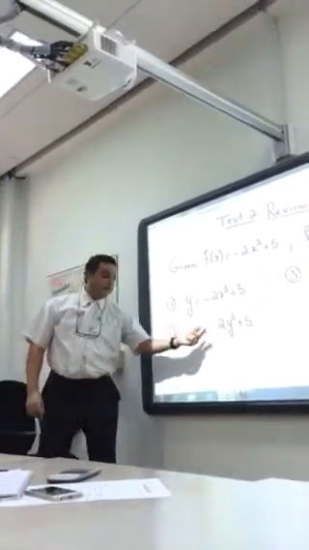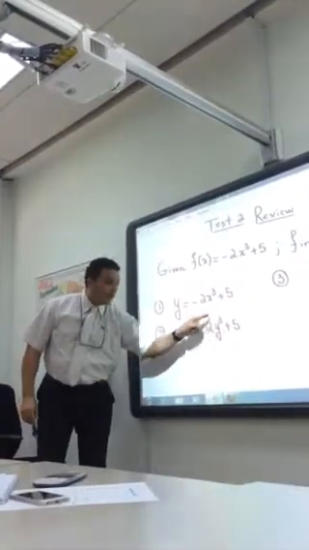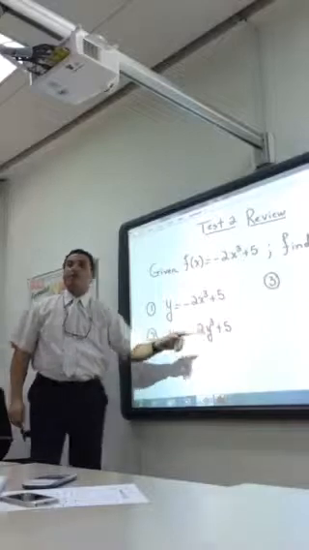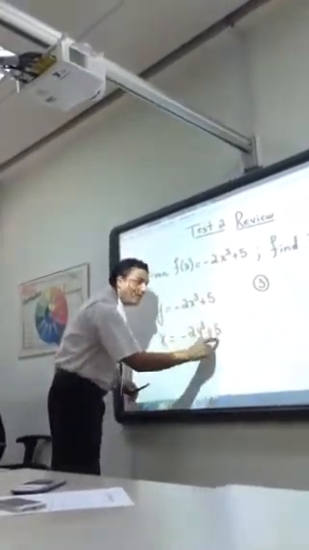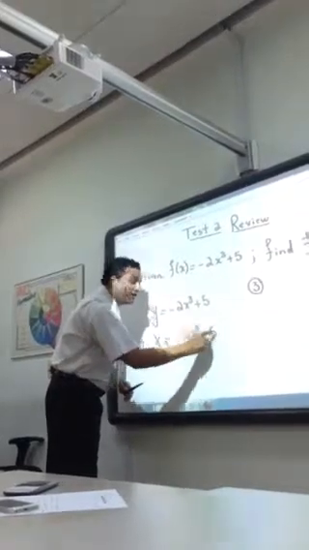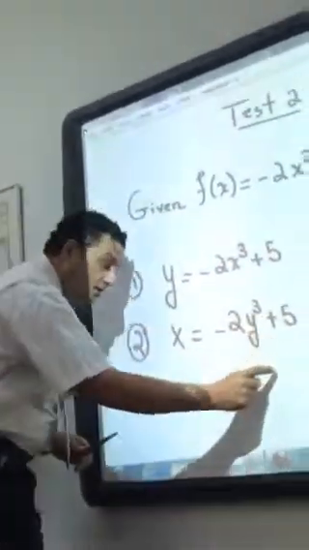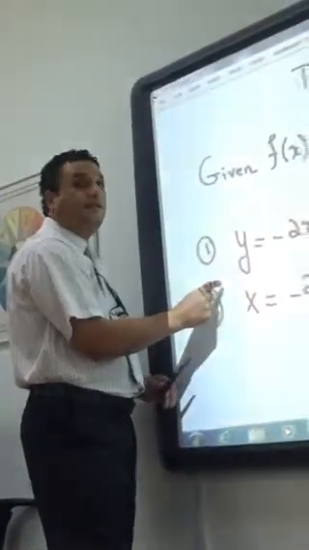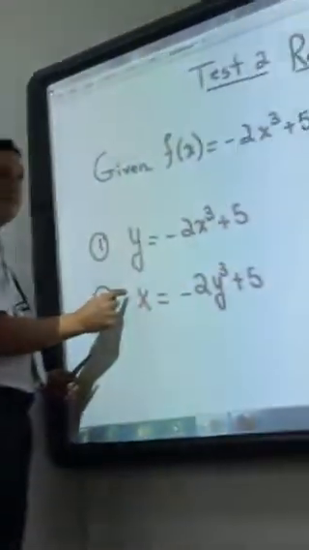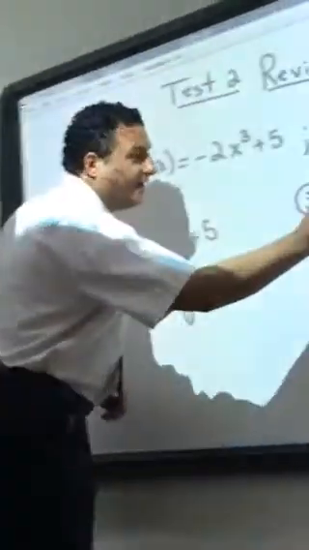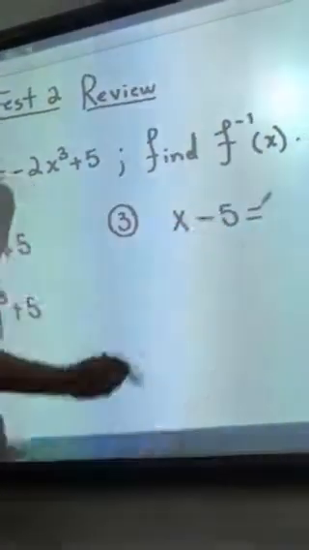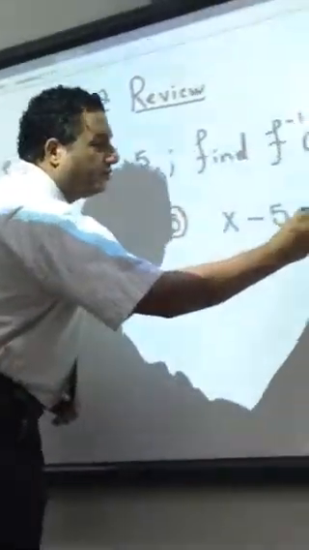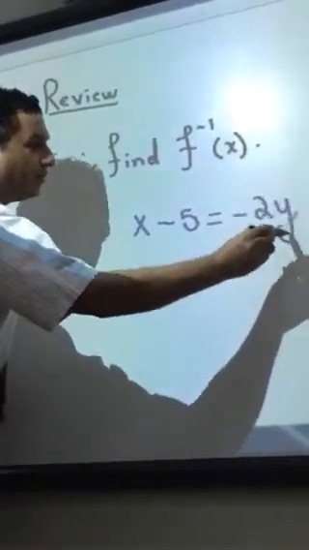When I solve this for y, I need to have y by itself here. I have a positive 5 here, which is bothering me. What do I have to do for the plus 5? Move it to the other side, right? It becomes minus 5. So I have x minus 5 equals minus 2y cubed.